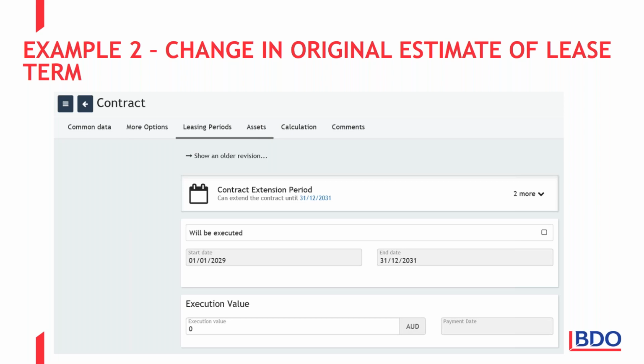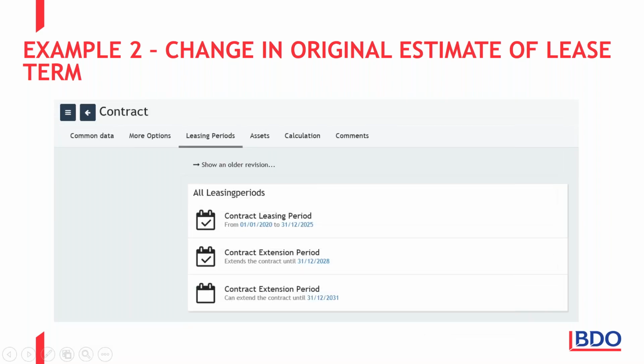We're saying we have to use a new discount rate, and we're no longer reasonably certain to use this extension period. So it's very easy in BDO Lead to go and tick it. Now if you look at the leasing periods overview, which I've shown you earlier as well, you can see the ticks are now only in the first leasing period and the first extension period, which means BDO Lead will now only calculate a right of use asset, lease liability, depreciation and interest expense until 31 December 2028. BDO Lead now knows that we have to exclude that last extension period.